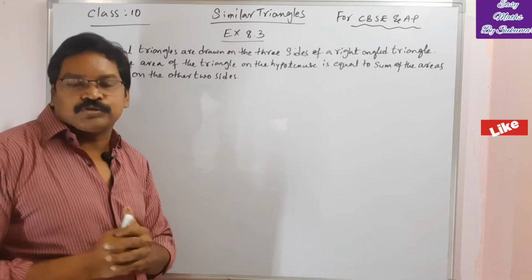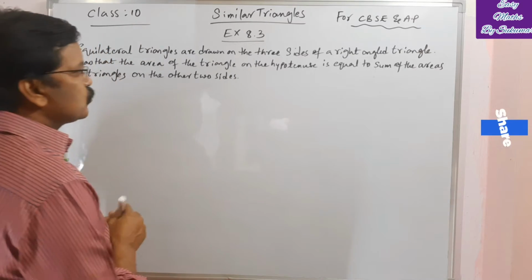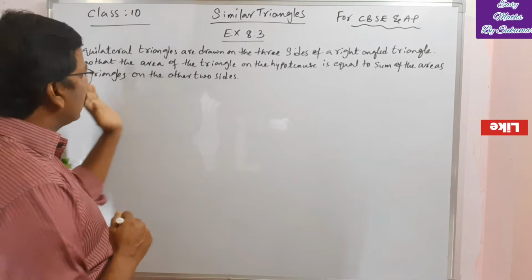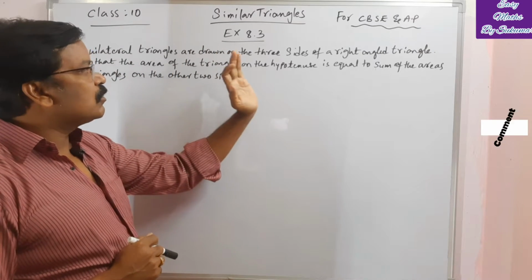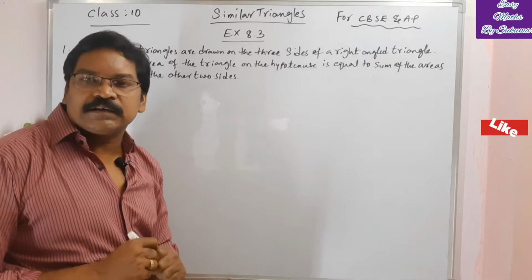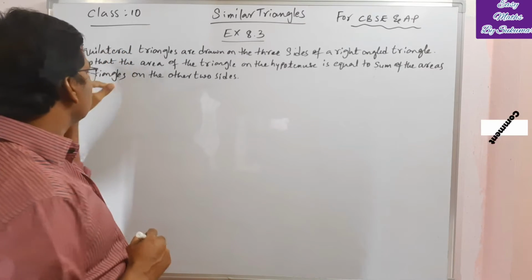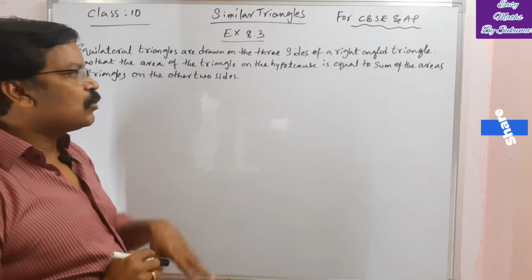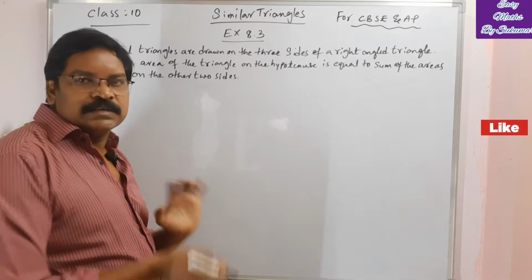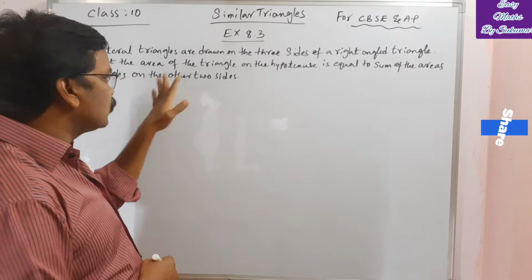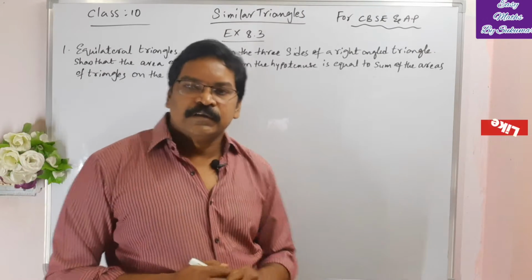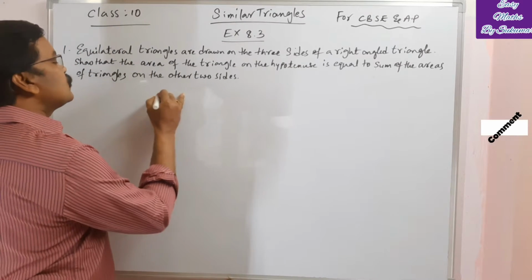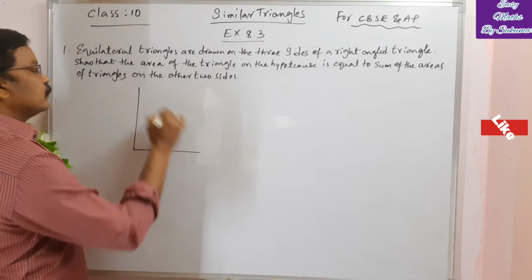Exercise 8.2. First question for AP board students. Equilateral triangles are drawn on the three sides of a right angle triangle. Show that the area of the triangle on the hypotenuse is equal to the sum of the areas of triangles on the other two sides. So here let us take a right angle triangle.